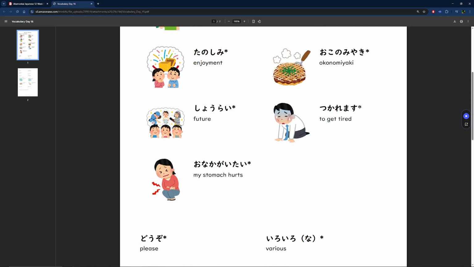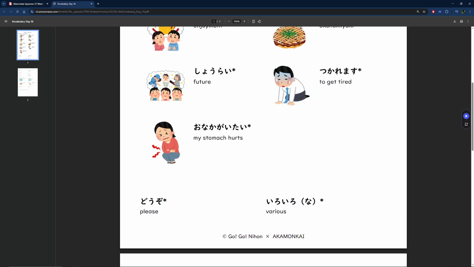Tsukaremasu, to get tired. All right. Oh, we got sounds here. Onaka ga itai. Onaka ga itai. So this is like that phrase thing. Onaka is like stomach. So onaka ga itai. Itai is the adjective, like painful.